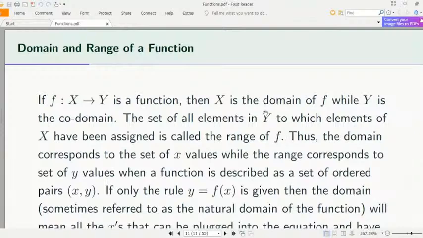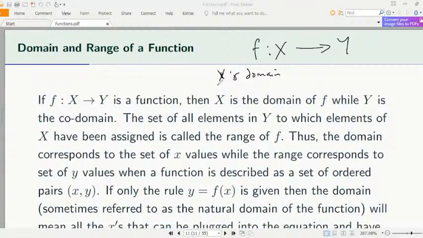Now, earlier on, I indicated that I'll be looking at the domain and the range of a function later. So it's that time that I want us to look at the domain and the range of a function. I begin with the definition. I already said that if we have a function assigning elements of X to those of Y, then X here will be called the domain. X is the domain.